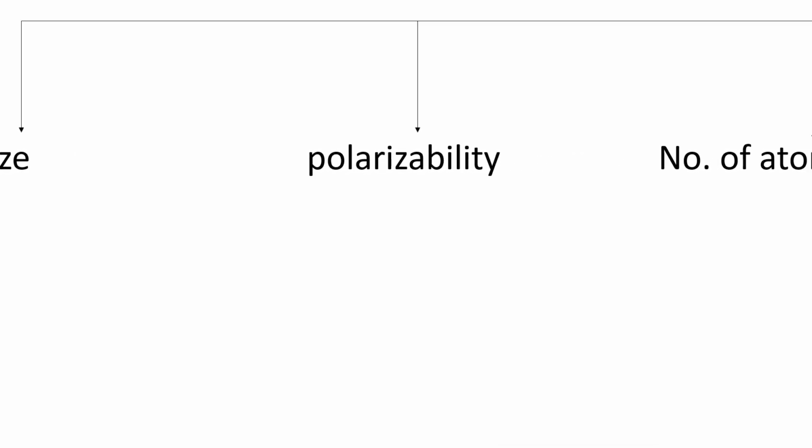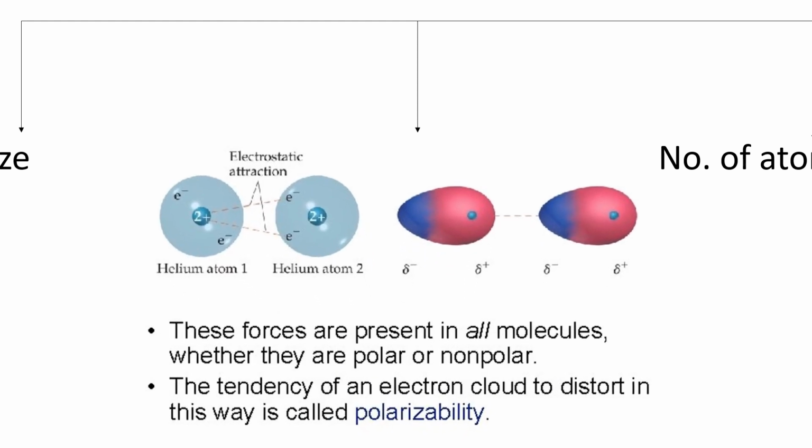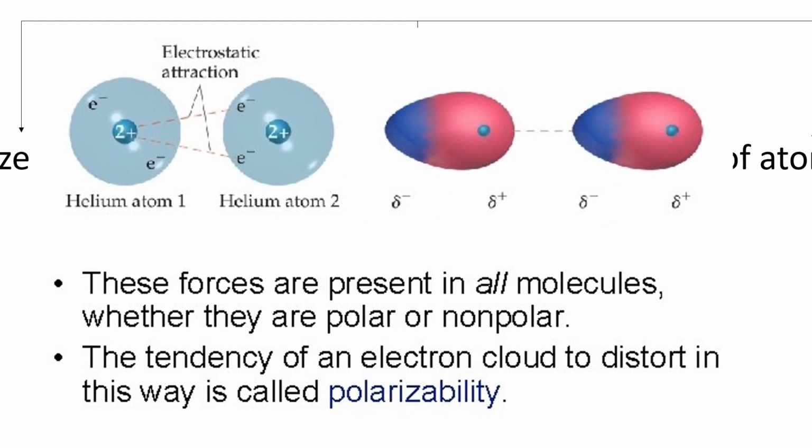To understand polarizability, let me explain by showing a picture. Have a look at this. Now here you can see two non-polar helium atoms. Now what about the polarizability here? There would be a lesser amount of polarizability. Why? Because there are fewer electrons.